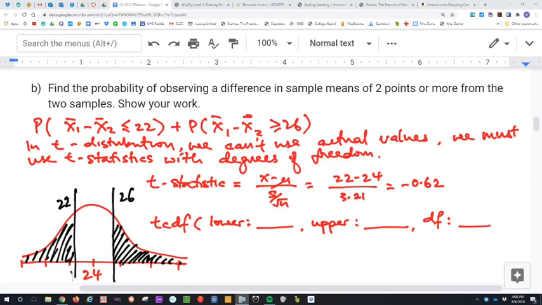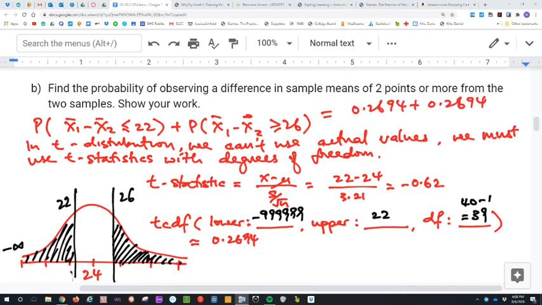So we only need to find one area, right? So we are looking for the one that is less than 22. So the lower bound will be negative 99999 because it's approaching negative infinity to the left. And the upper bound is 22. Degrees of freedom is n minus 1, right? It's the sample size minus 1. So in this case, sample size is 40, minus 1 is 39. And then if you put that in the calculator, it's 0.2694. Because there are 2 of them, it's symmetrical, so we take 0.2694 plus 0.2694, which is 0.539. Now I'm going to switch gear and show you on the calculator, okay?